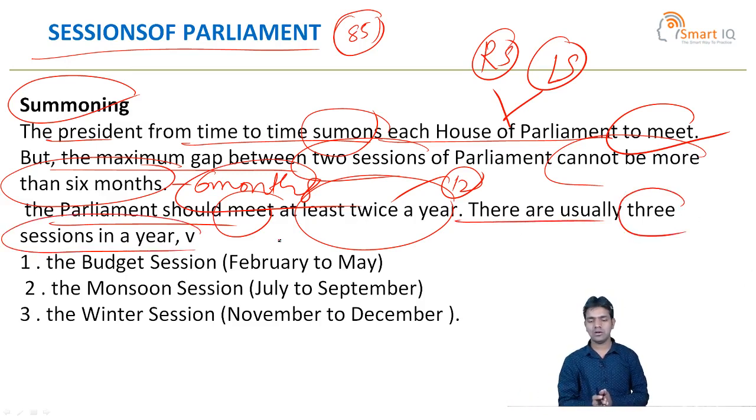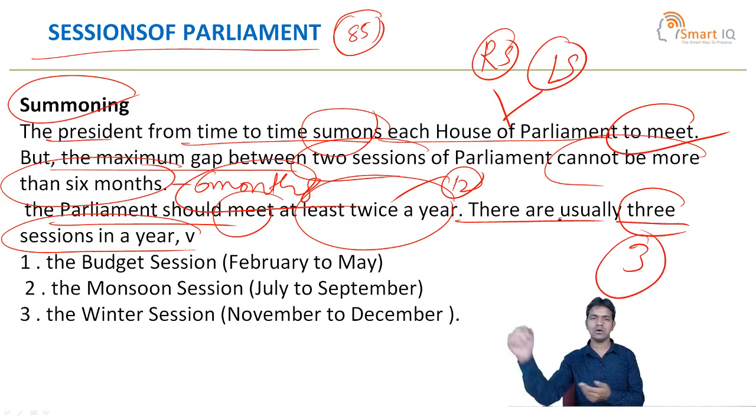Once again, the president has the power to summon the houses of the parliament to meet, but the maximum gap between the two sessions cannot be more than 6 months. The parliament should meet at least twice in a year, and usually 3 sessions are held in the Indian parliamentary system. What are the 3 sessions?